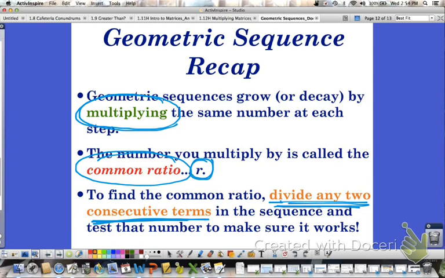Sometimes you're multiplying by a whole number, sometimes you're multiplying by a fraction. If you're multiplying by a whole number, the sequence is getting larger, and if you're multiplying by a fraction, the numbers in the sequence are getting smaller.